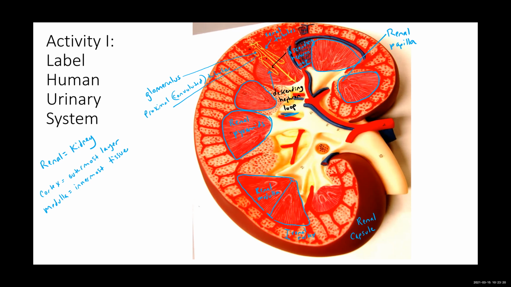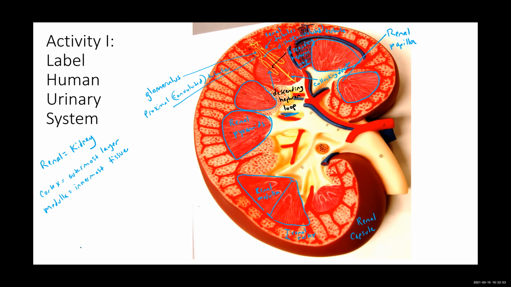The ascending then meets up with right here, what would be called the distal convoluted, which you can omit that word if you want, tubule. And then this larger yellow tubule here is the collecting duct.